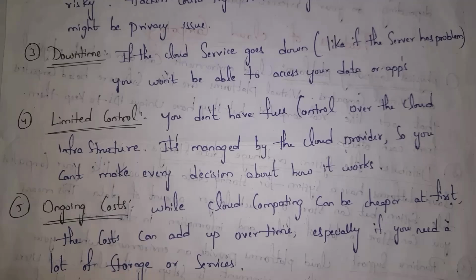For example, if you consider AWS, how that AWS cloud must work is completely Amazon company's decision. You cannot manage the decision. So you cannot make any decision like how that website must work. And fifth one is ongoing costs.